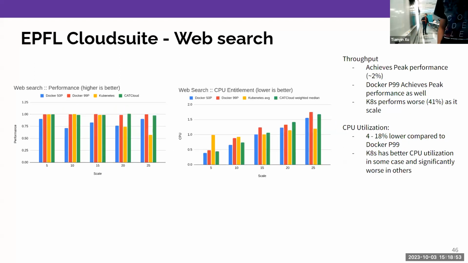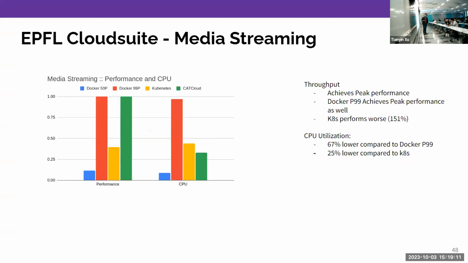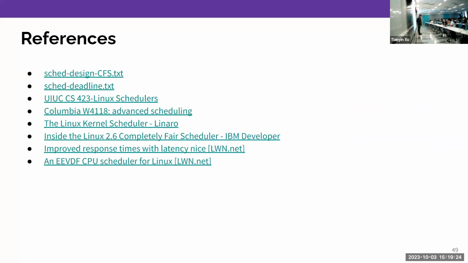And for real-ish benchmarks like EPFL CloudSuite, we see better numbers, where Kubernetes interestingly performs much worse in a lot of cases, and we can still get better CPU utilization as well as throughput. Media streaming is the last one. We see 151% better performance than Kubernetes, and 25% lower CPU utilization than Kubernetes, and 67% better than Docker and stuff like that. So that's basically what I had.